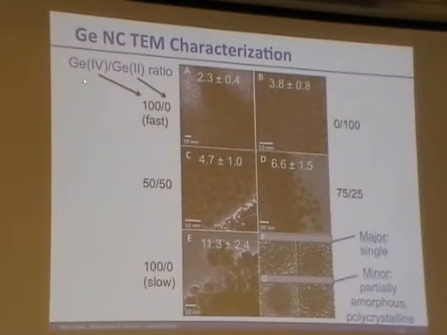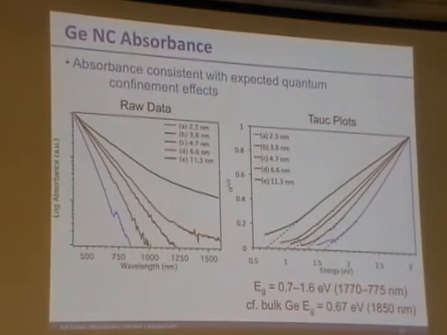And so the ratio of the germanium-4 to germanium-2, we're able to control that, and you can see for a 1-to-1 mixture of the two, we get about 5 nanometer particles. And that's sort of the standard one that I'll be talking about today. Most of our crystals appeared to be single crystalline. It's tough to see in this image here, but we did observe some that are partially crystalline or twinned, somewhat polycrystalline.